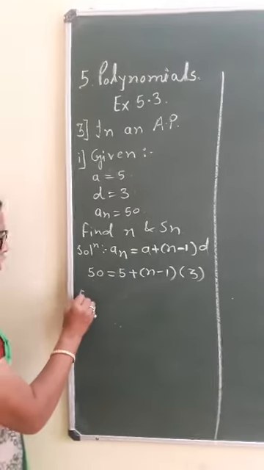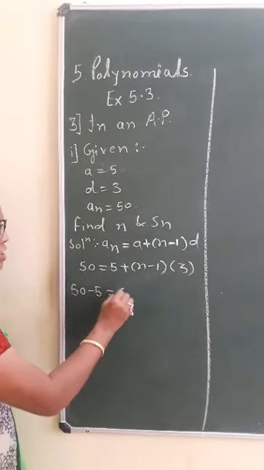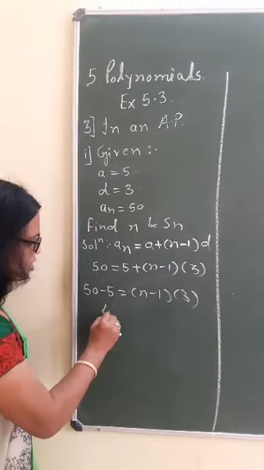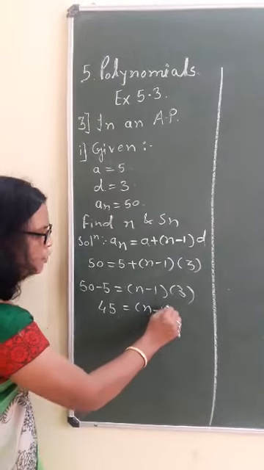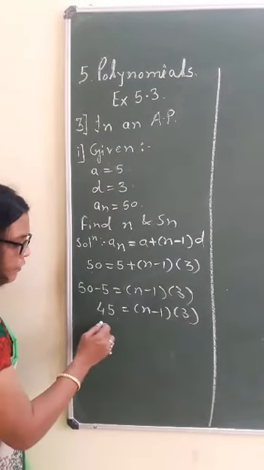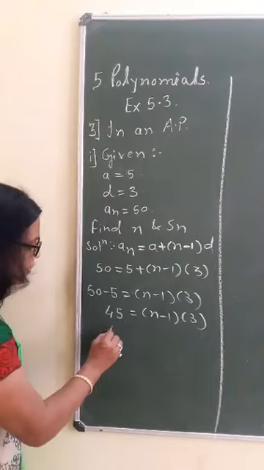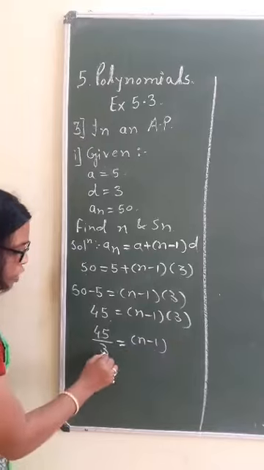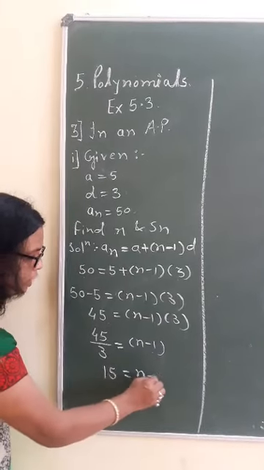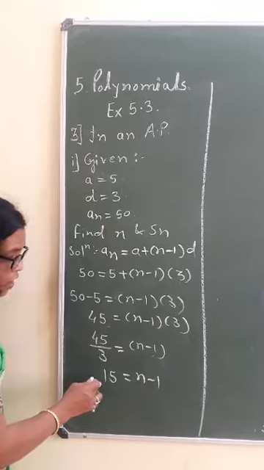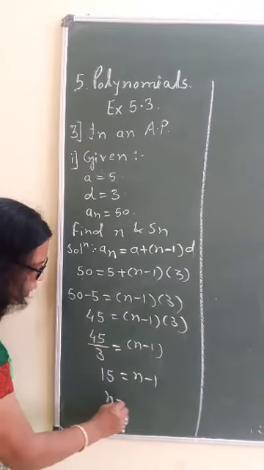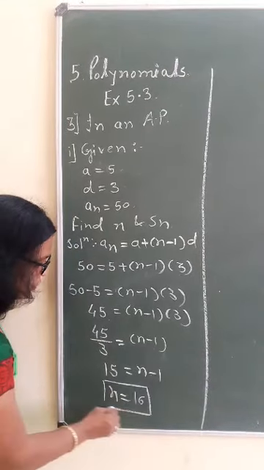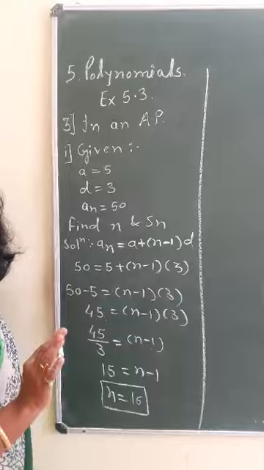We will shift the 5, so 50 minus 5, which is equal to n minus 1 into 3. This is 45, which is equal to n minus 1 into 3. The 3 we will shift, so it goes as division, divided by 3. Here we get 15, which is equal to n minus 1. If we shift the 1, the value of n is equal to 15 plus 1, that is 16. So the number of terms we got is 16.